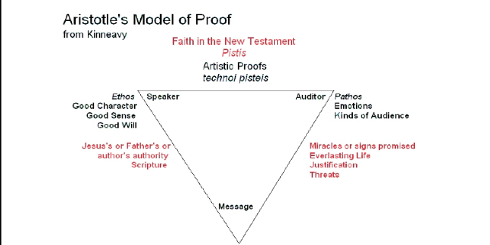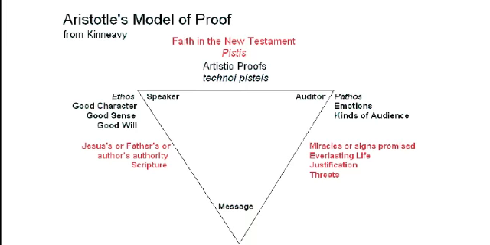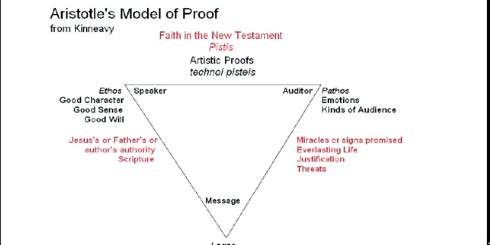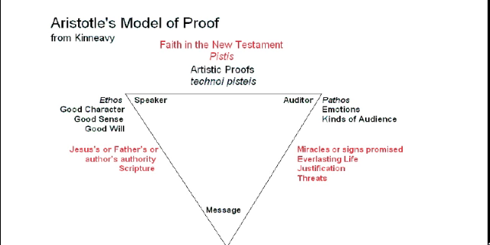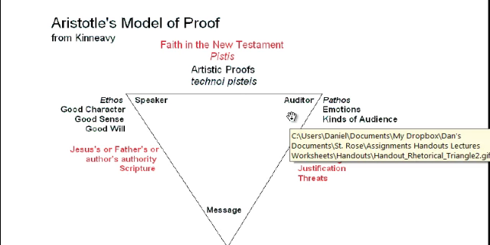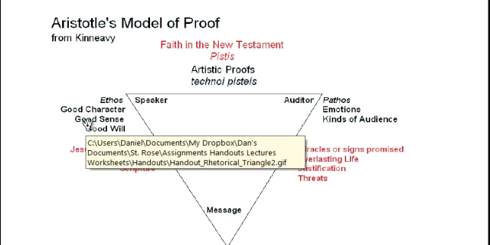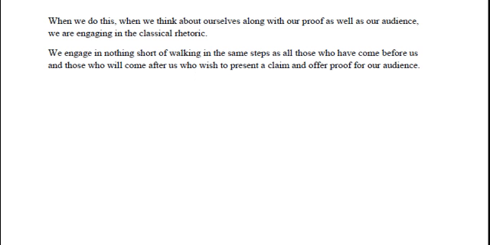Now, this might be a little bit off the screen. Maybe I can actually enlarge it. I'm not sure if I can. Yes, I can. This is Aristotle's model of proof. What I'd like you to see, first of all, is these three ends of the triangle. Speaker on the upper left, message on the bottom, and auditor. So you have ethos, pathos, and logos. Let's go to the next one. That one's a little bit better.